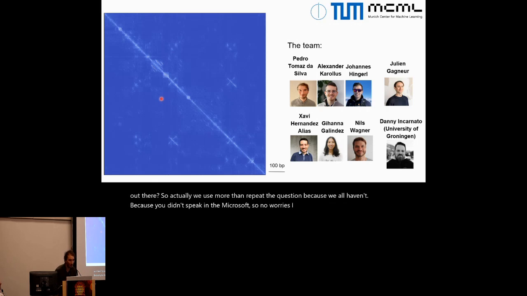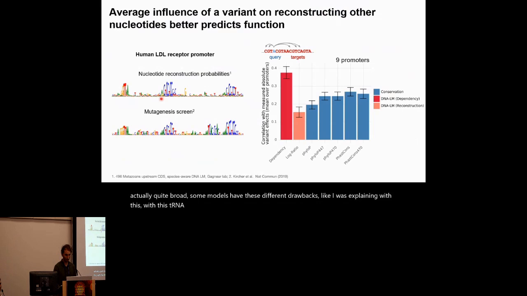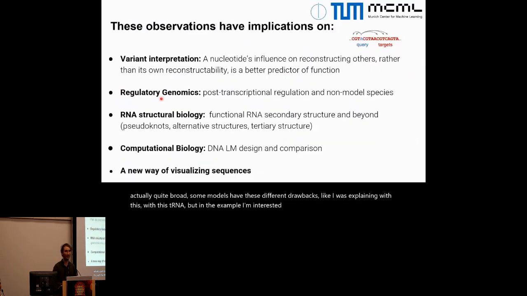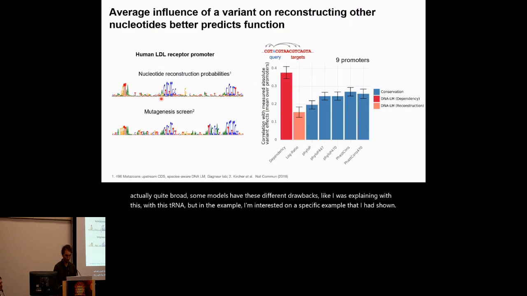I was asked about the DNA language model that we use. Actually, we use more than a dozen language models. Some of them are from our lab. Many others are not. So to make the point that it's actually quite broad. Some models have different drawbacks, like I was explaining with this tRNA. But in the example I had shown, for the variant effect, we are using a model that we have trained only on upstream, so 5' regions of genes in humans, so 2,000 base pairs, 5' of the start codon. And it is trained on metazoan species.